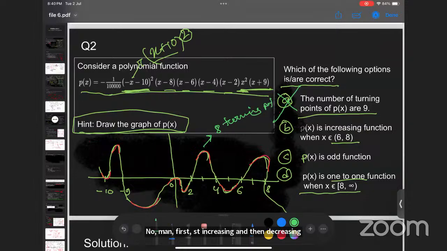According to this graph, we cannot comment on whether it's increasing or decreasing. Yes, ma'am, at first it is increasing, then decreasing. So it is wrong in this portion.